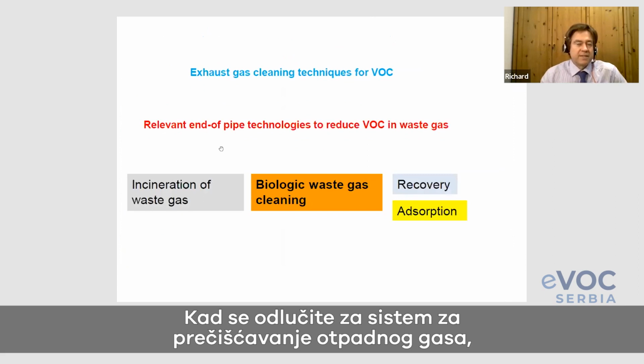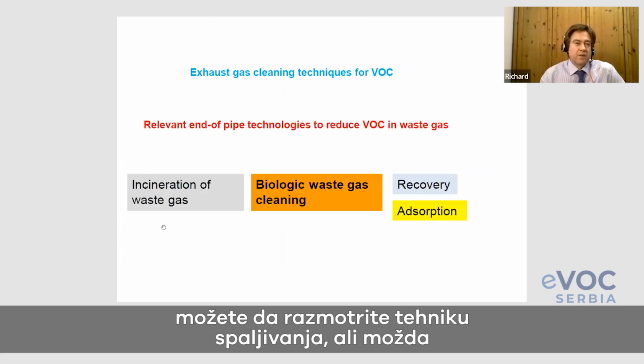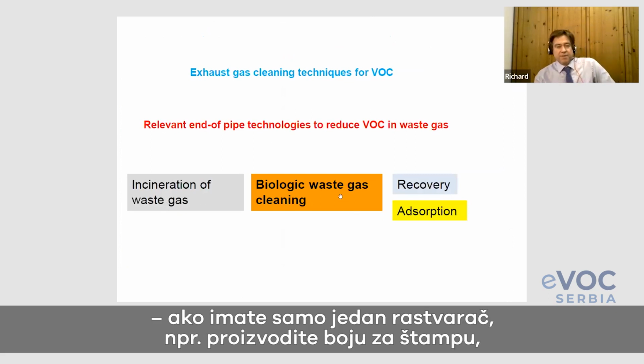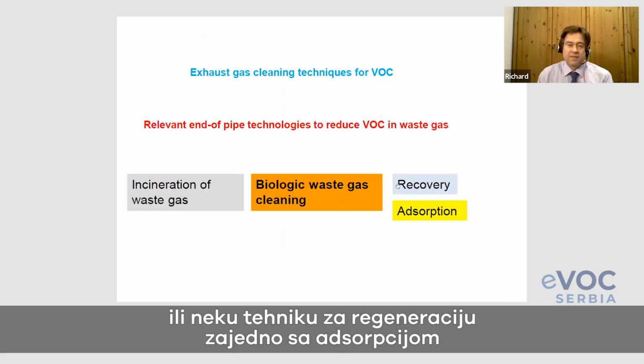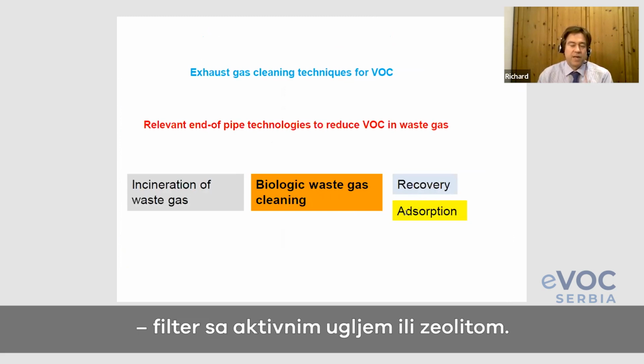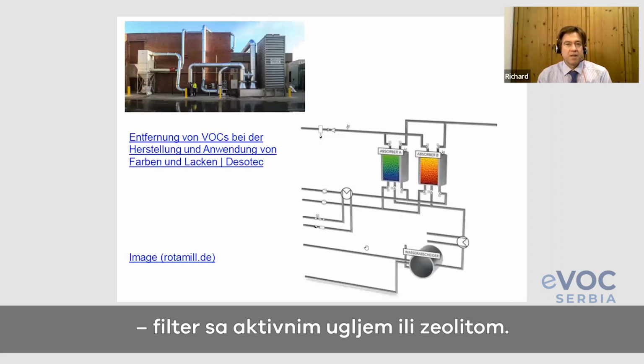So when you decide on a waste gas abatement system, you can think about incineration techniques, but maybe, if you have only one solvent, if you produce a specific printing ink, you can think of using a biologic waste gas cleaning. And of course, you can think about recovery together with adsorption technique, so active carbon filter or zeolite material.